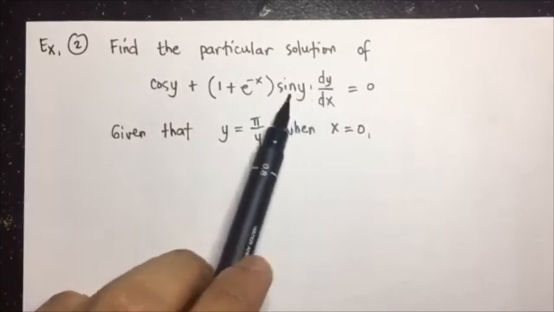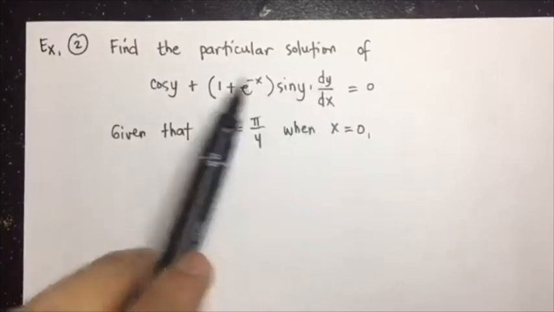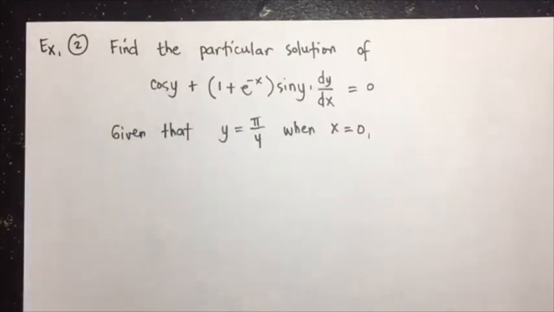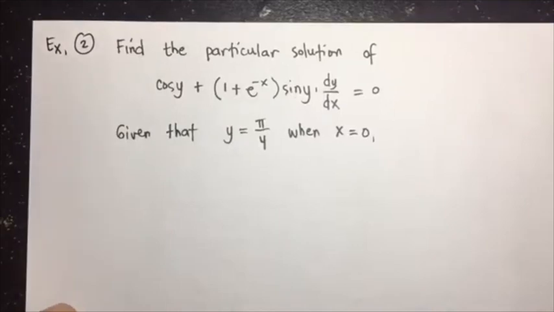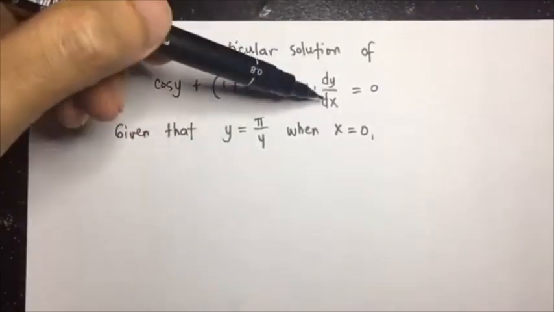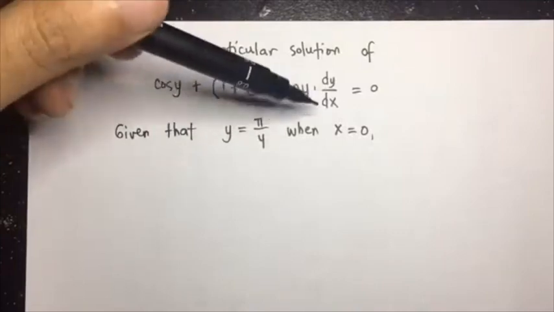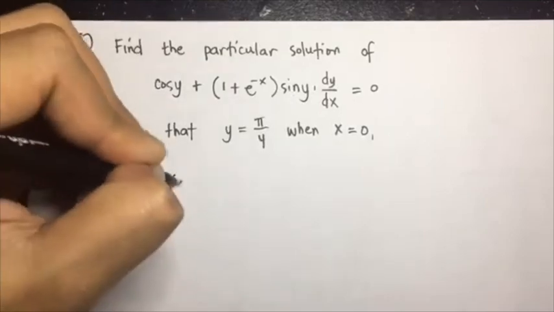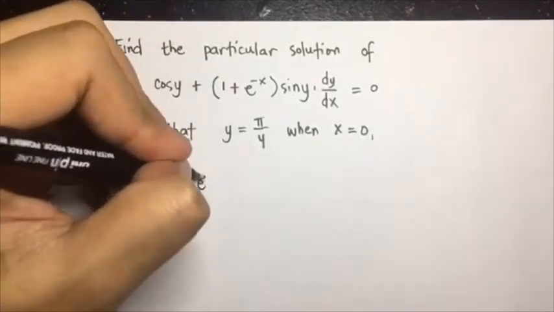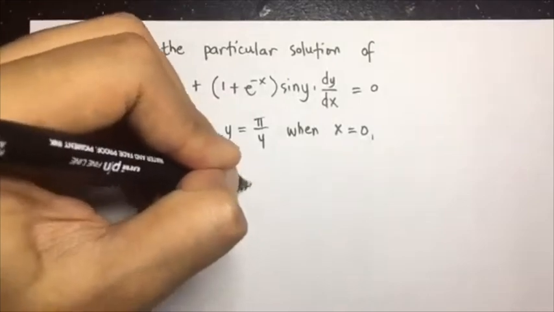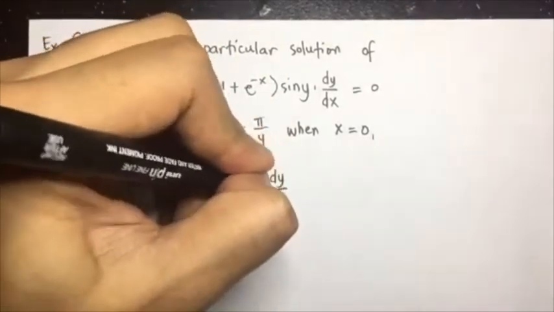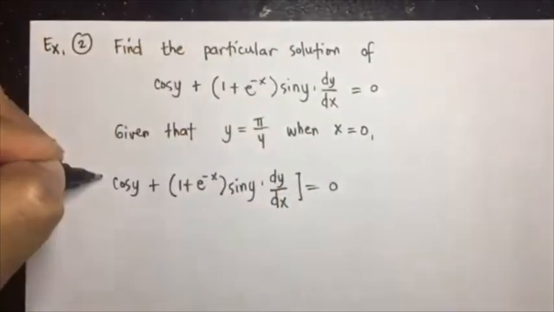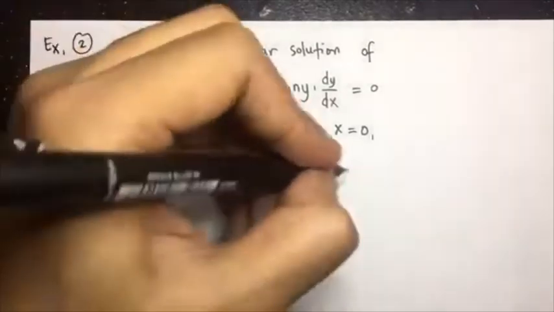We should combine y, and we should combine x. So how would we proceed? We can first multiply both sides of the equation by dx. So cosine of y plus 1 plus e to the negative x sine y times dy over dx is equal to 0. So multiply both sides of the equation by dx.